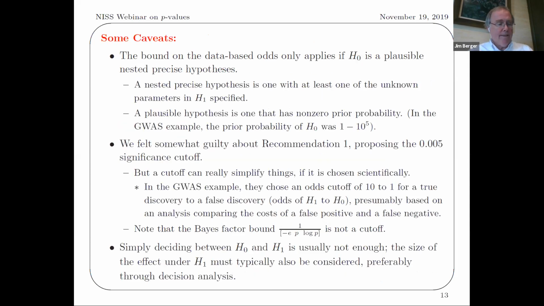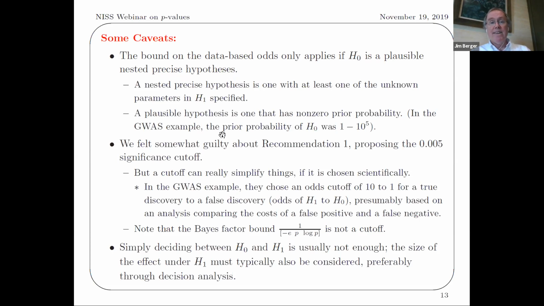All right, so that's a sort of a justification for the three suggestions, recommendations, and some caveats about it. Well, the bound on the data-based odds only applies if H0 is a plausible nested precise hypothesis. A nested hypothesis is one in which at least one of the unknown parameters in H1 is specified. The simple version we considered earlier was just theta equals 0 versus theta not 0. A plausible hypothesis is one that has non-zero prior probability. If the null hypothesis is implausible, one shouldn't even be doing a test to start with.